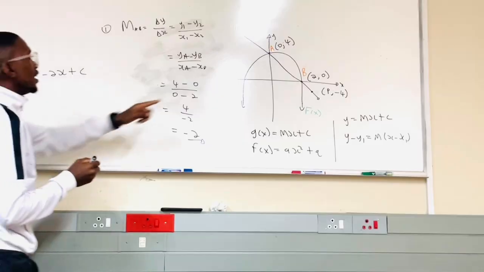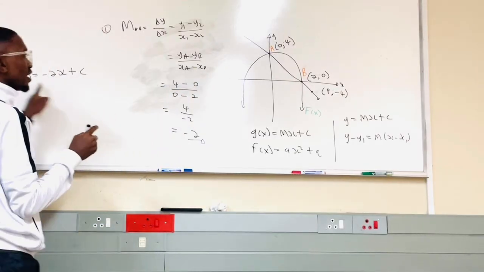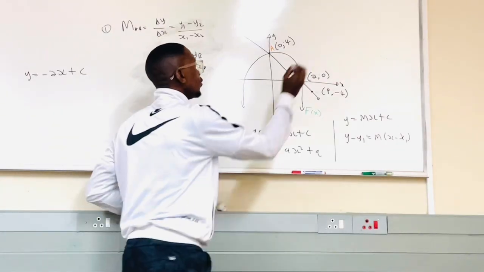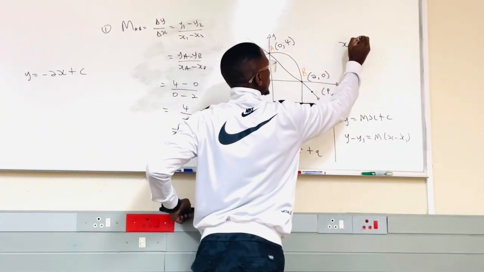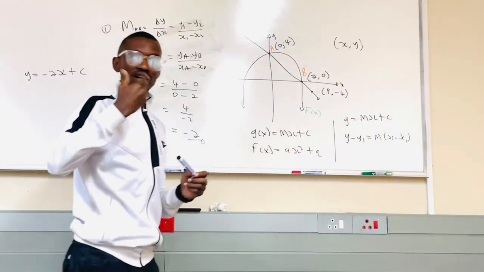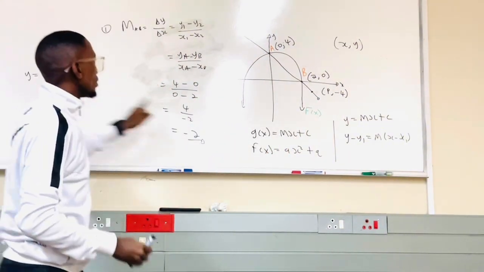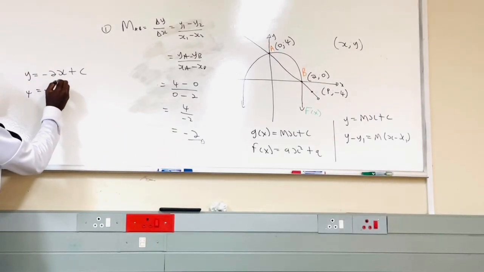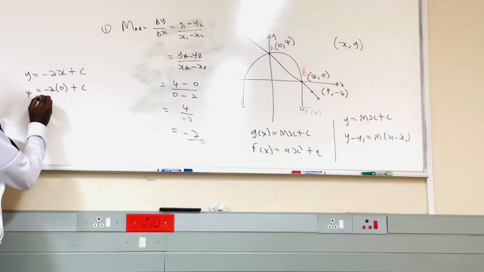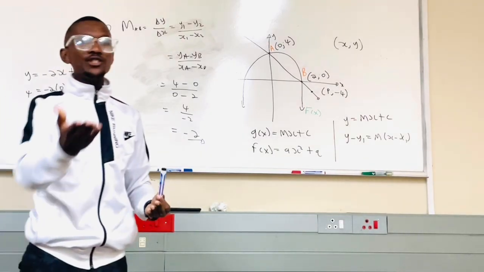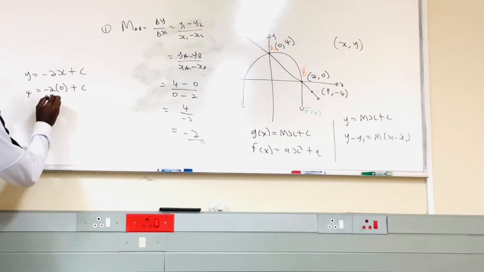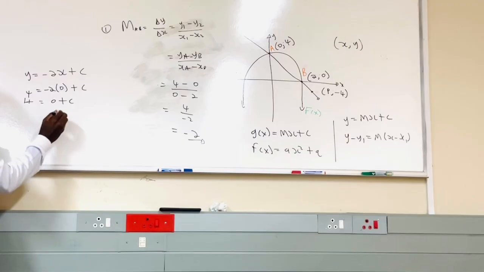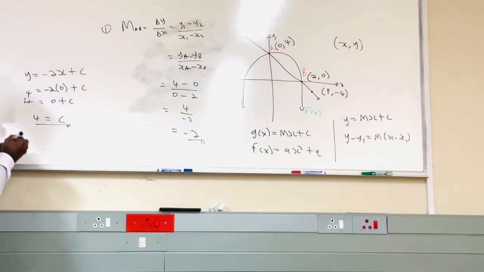So let me use A. Point A, it means where I see Y, I must do what? Put 4. Because a point, guys, a point always has X and Y. X comes first, then Y comes after, okay? So where I see Y, I'm going to put the value of Y, which is 4. And then minus 2 into who? 0 plus C. And then any number multiplied by 0, guys, is 0. You can use your calculator. It's going to give you 0. So you have 0 plus C equals to 4. What is 0 plus C? It's going to give me C. Then at the end of the day, my C equals to 4.